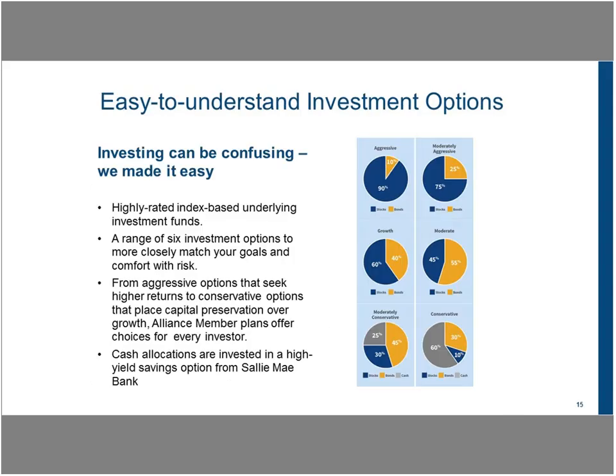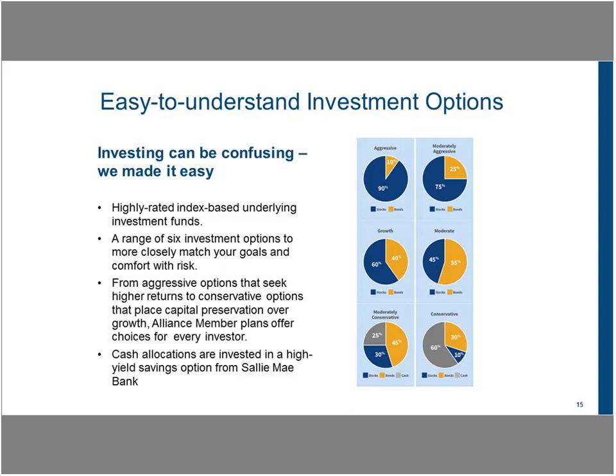Moving on to the next slide, talking about the investment options, the National ABLE Alliance plans all have easy-to-understand investment options. We recognize that for many ABLE savers, investing can be confusing, so we've tried to make it as easy as possible. The available investment options utilize highly rated index-based underlying funds. There's a range of 6 investment options, asset allocation options that closely match goals and the level of comfort with risk, ranging from aggressive options that seek higher returns down to conservative options that place capital preservation over growth. So the Alliance member plans offer choices for every investor.